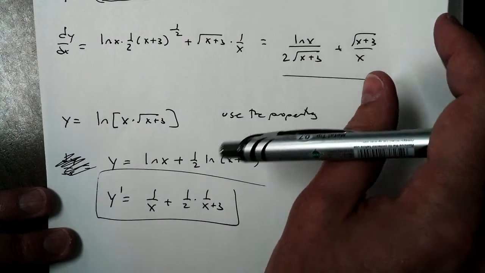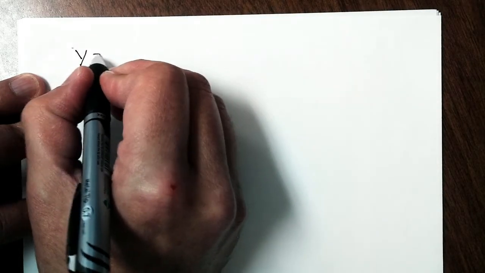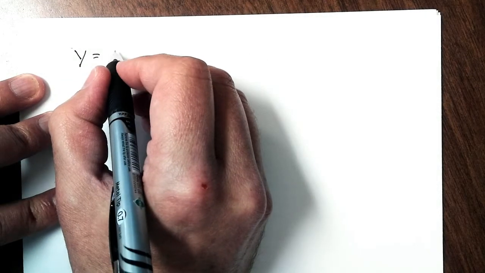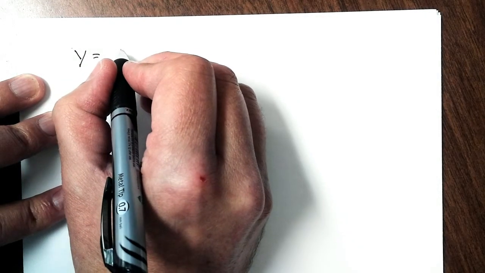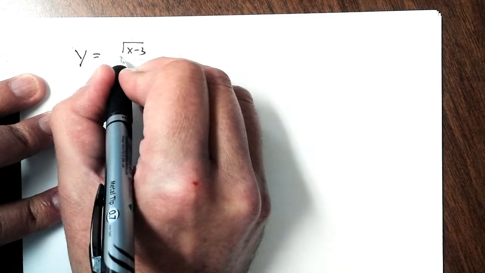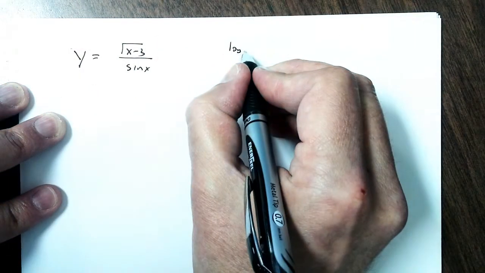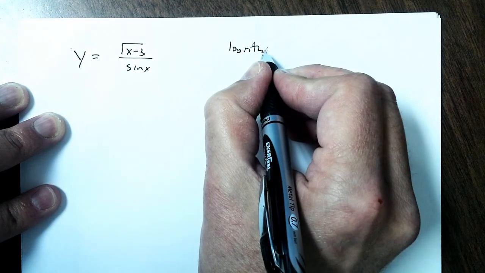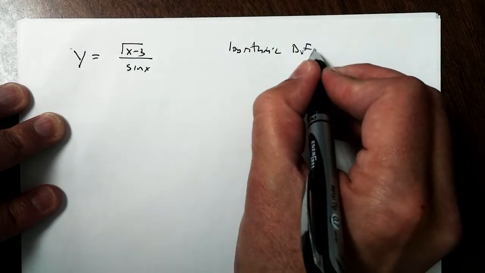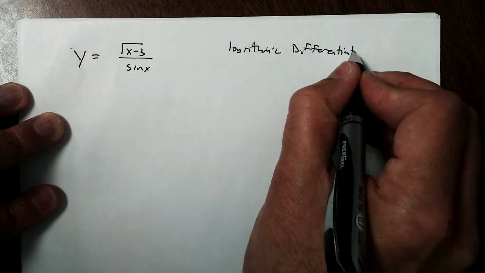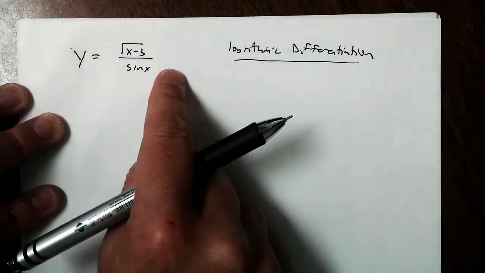Now, why do we like natural log? Let's see here. Watch what we can do. This is one of the coolest things that we can do. Let's say I have something like y equals, let's see here, the square root of x minus 3 over the sine of x. And I want to take this derivative, but I forget all my rules. I can use something called logarithmic differentiation.